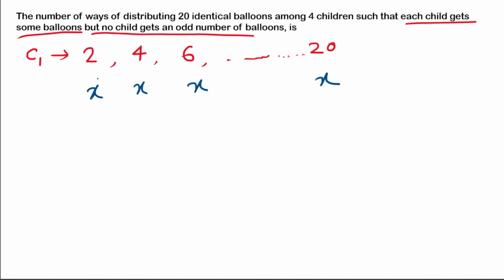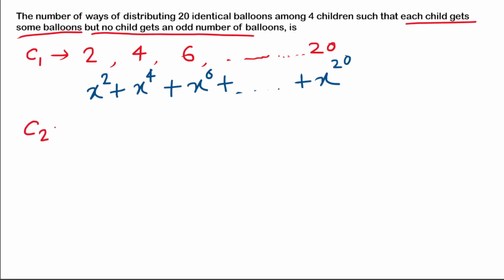And then this 2 we will take here. This 4 we will write here. This 6 we will write here. Till this, we will write the 20 and we'll add everything. Makes sense. Why we are doing this, I will come to that a little bit later. Now this is child 1.